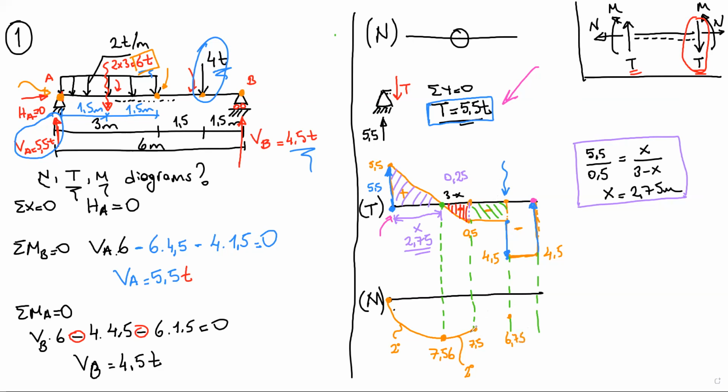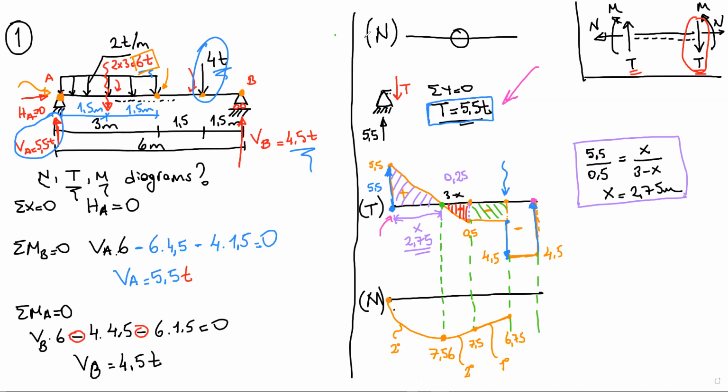So how am I going to connect these 2 points? The shear force diagram is horizontal. That's why the moment will be first degree. That means linear. We're going to make a line in between these 2 points. Line means first degree.